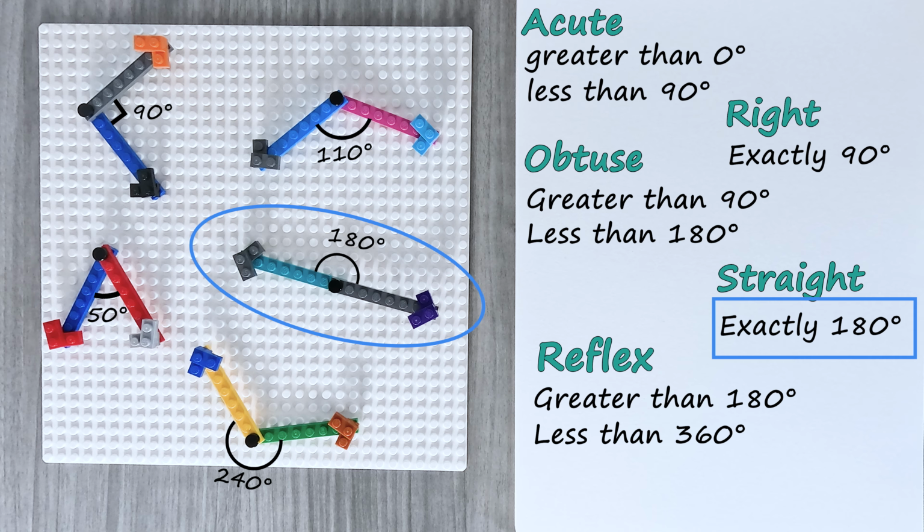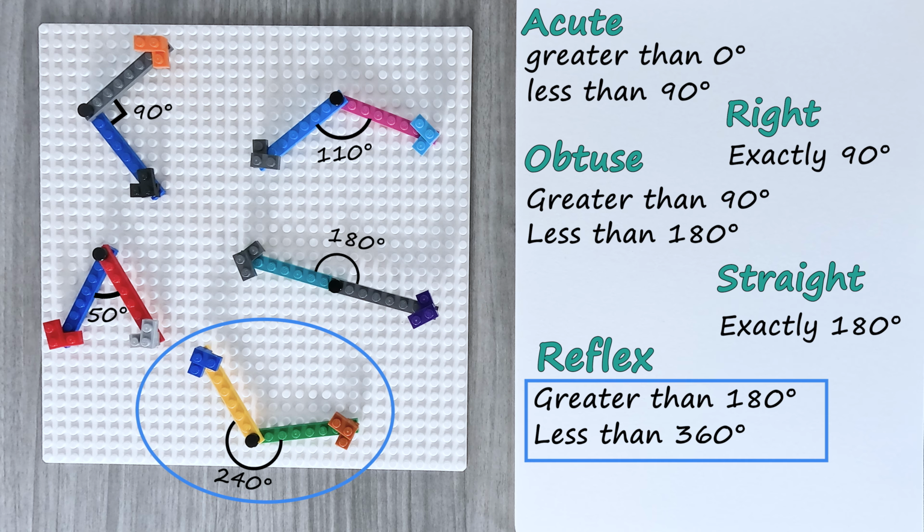Now we have what looks like a straight line, 180 degrees. That's a straight angle. Our last one here is 240 degrees. That's in between 180 and 360, which means it is a reflex angle.